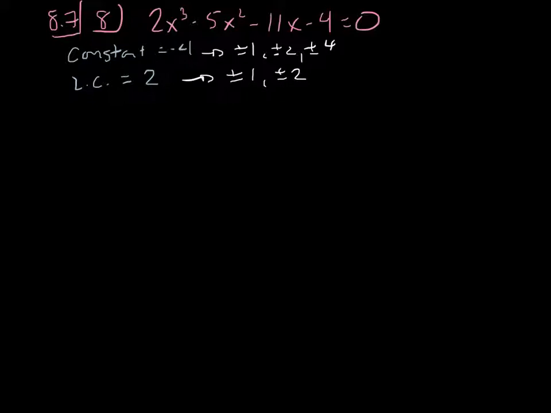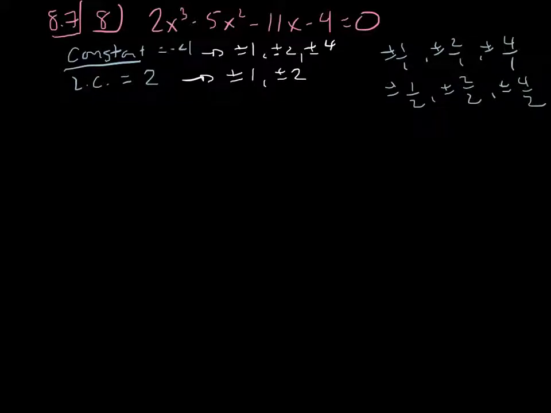Now I want the ratio, or the division of the constant over the leading coefficient. So that means I get plus or minus 1 over 1, plus or minus 2 over 1, plus or minus 4 over 1, versus plus or minus 1 over 2, plus or minus 2 over 2, plus or minus 4 over 2. Some of these things are repeats. For instance, 2 over 2 is the same thing as 1 over 1, so it goes away. And 4 over 2 is the same thing as 2 over 1, so it goes away also. So I have 8 possible roots.